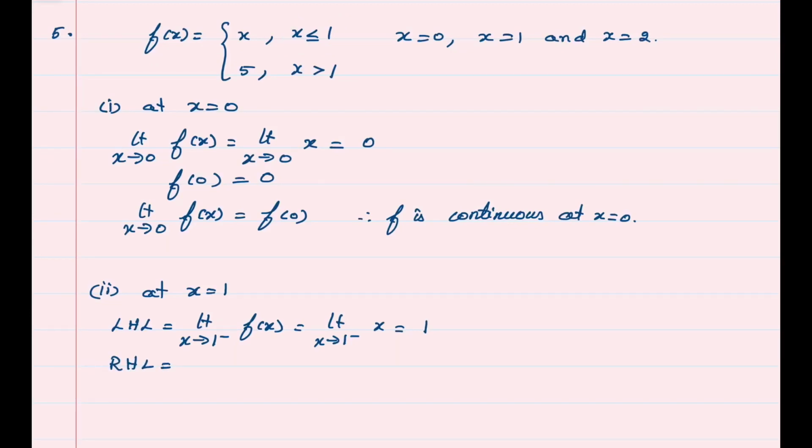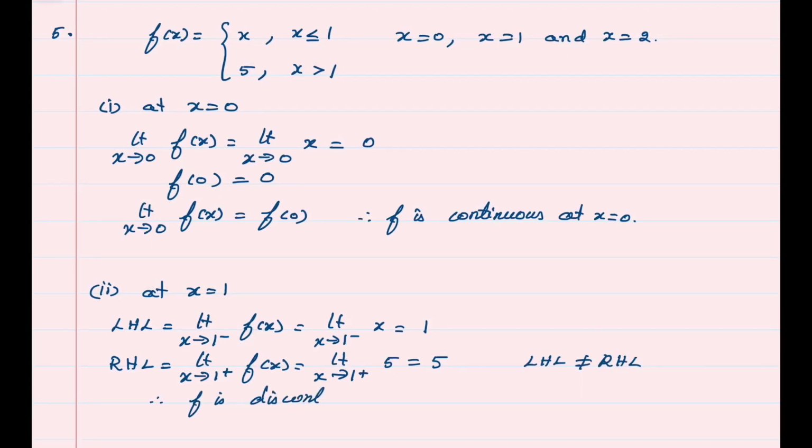RHL is equal to limit extending to 1 plus f of x. For 1 plus, we will use more than 1 definition. Greater than 1 definition is 5, which is a constant. The answer is 5. LHL and RHL are not equal. Therefore, f is discontinuous at x equal to 1.